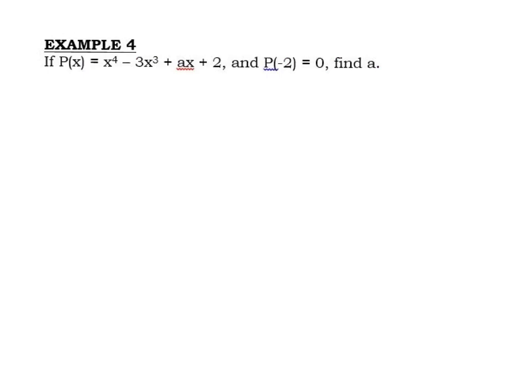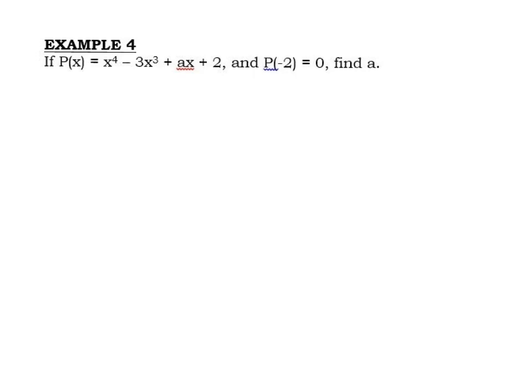Okay, now final question, example 4. We've got a polynomial, but one of the coefficients is unknown. We've got an a there instead of a number. But we've got a bit of additional information that's going to help us hopefully find that value. So we've got p of x equals x to the power of 4 minus 3x cubed plus ax plus 2.